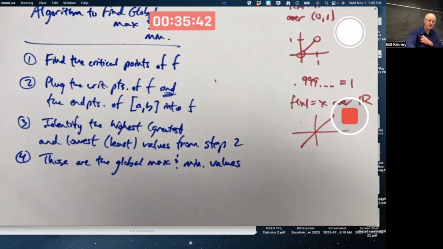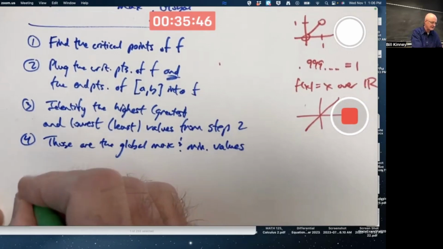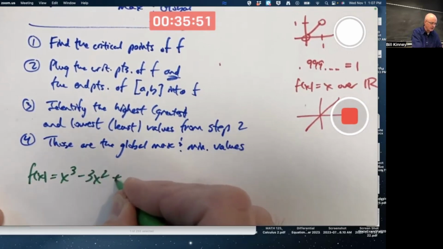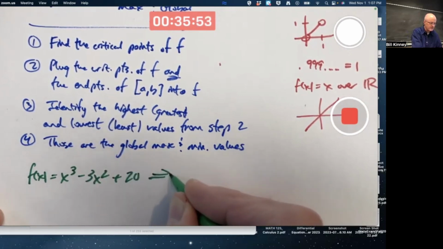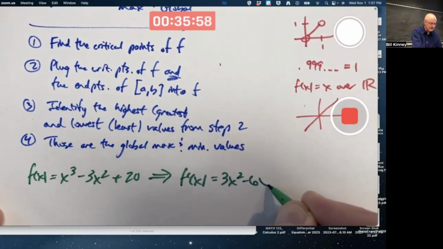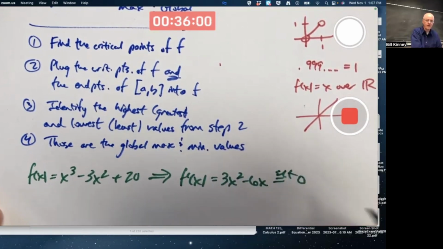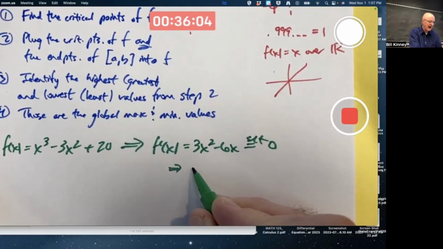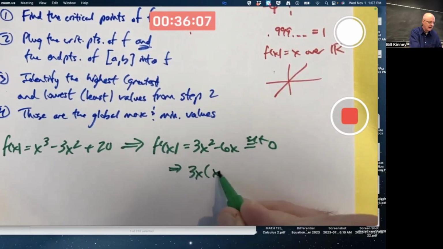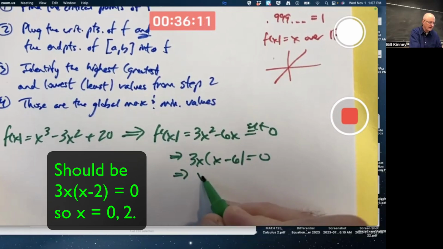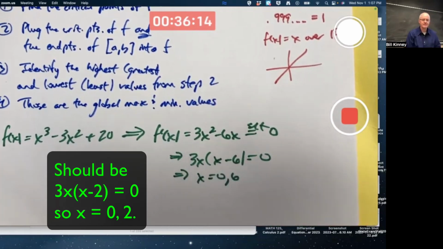So let's apply it now with our cubic example. Again, f of x equals x cubed minus 3x squared plus 20. Find the critical points first, take the derivative. Here's what it is. Set it equal to 0 and solve for x. You're always hoping you can factor if possible, and we can here. And we see there are 2 critical points at 0 and 6.